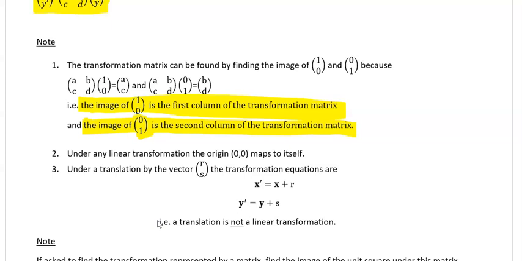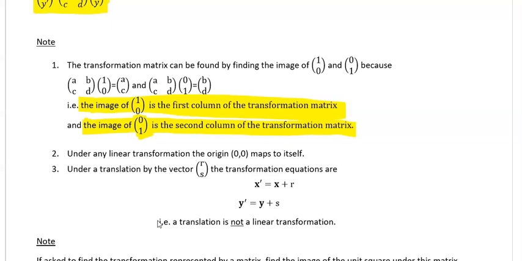The reason for this is, if you look at some general matrix a, b, c, d and you multiply it by 1, 0, what you get is the first column of your matrix. You look again at your a, b, c, d matrix and you multiply by 0, 1, what you get is the second column of the matrix. So the image of 1, 0 is the first column of the transformation matrix, and the image of 0, 1 is the second column of the transformation matrix.